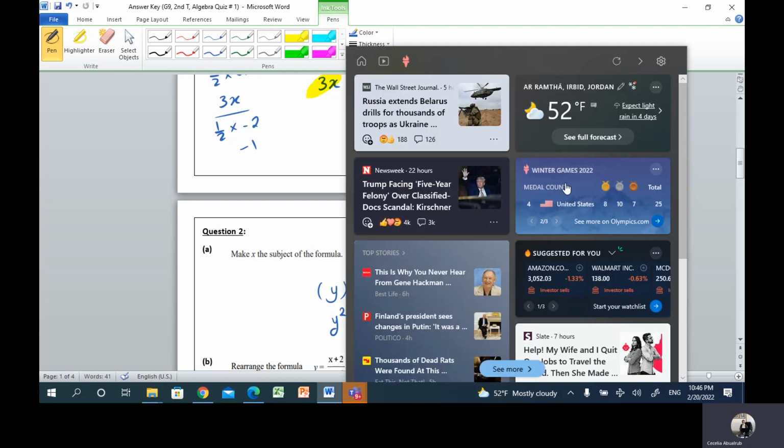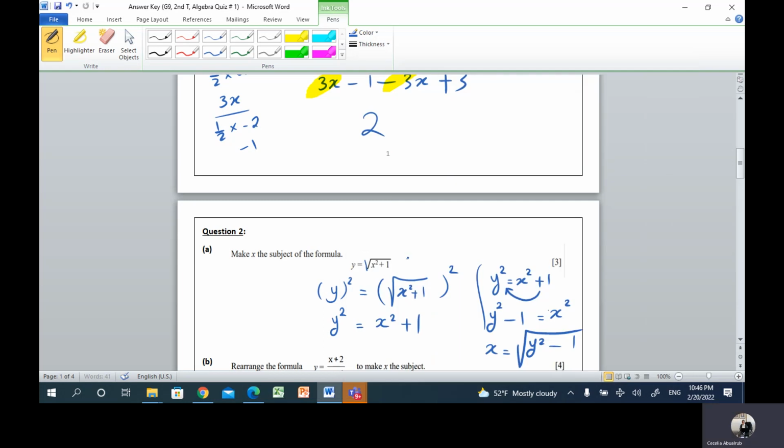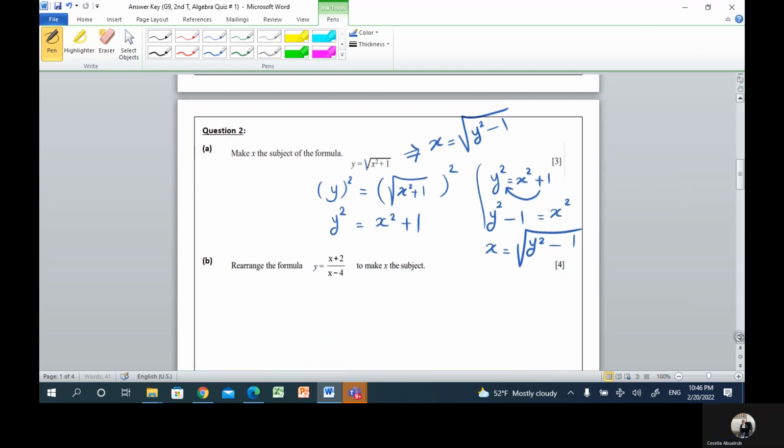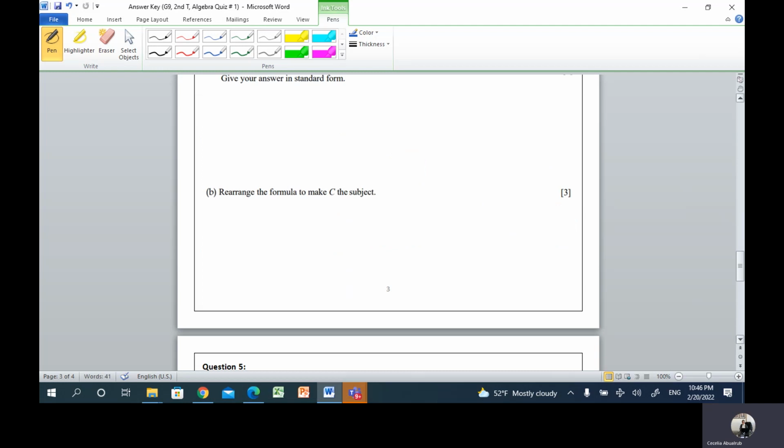So here, to change the subject to x, x is going to be equal to y squared minus 1. Again, oops, sorry about that.